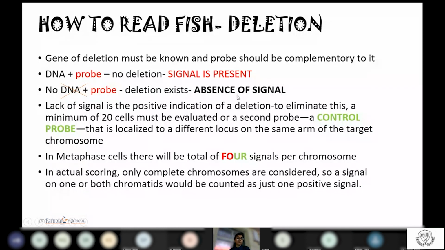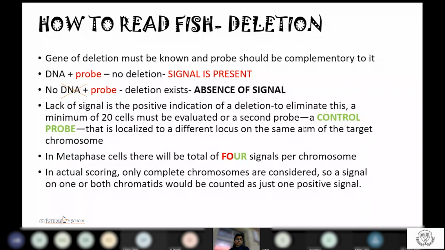So the problem with this is that if there is no signal, that means there is deletion. And this can happen due to technical errors, if you have not followed any of the steps that were previously mentioned. So to reduce the error, you will look at a minimum of 20 cells, or the best and most frequently used option is to add a control probe to it. Whatever your control probe is, you will add it to the same arm as that of your target chromosome. So if you're suspecting deletion in the Q arm, you will put your control probe in the Q arm only.